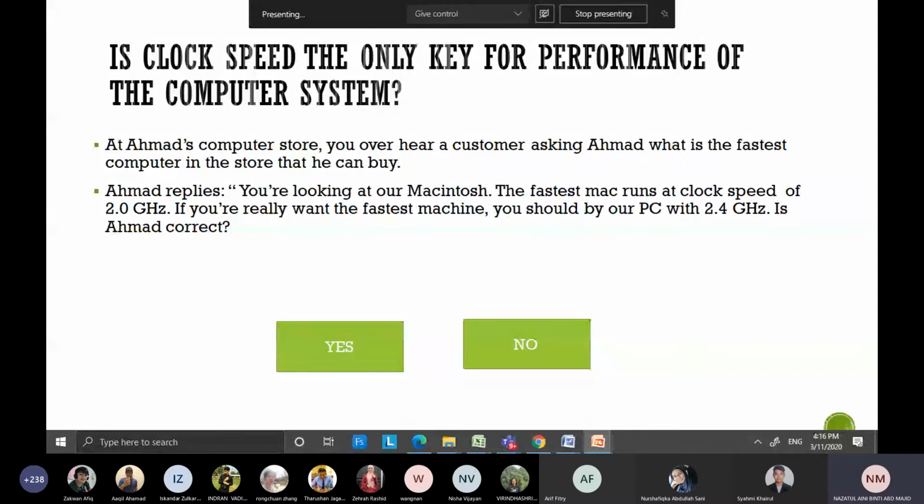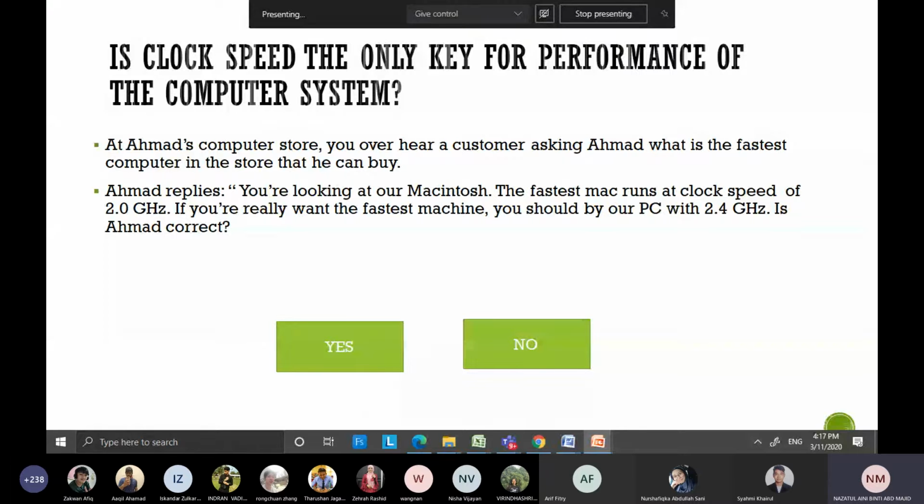Is clock speed the only key to the performance of a computer system? Okay, let's consider this situation at Ahmad's store. I will read the situation, and you can also read.